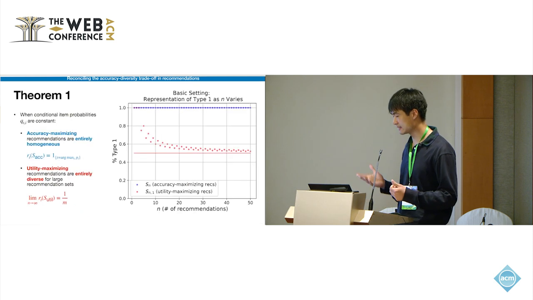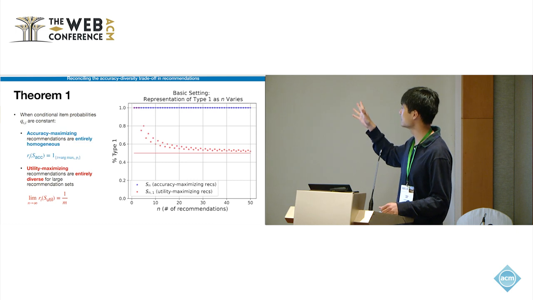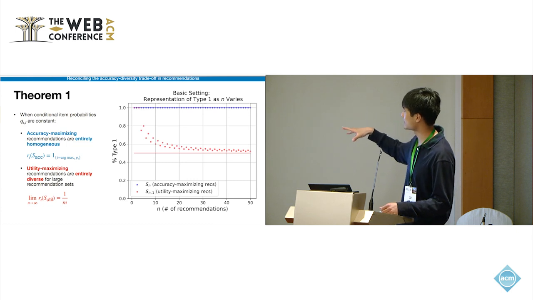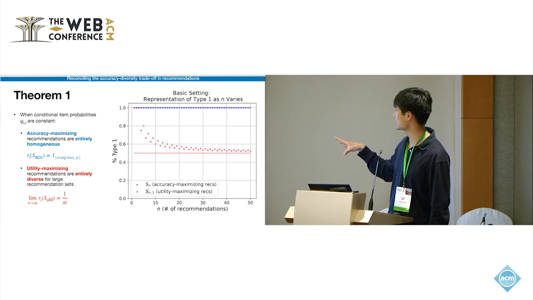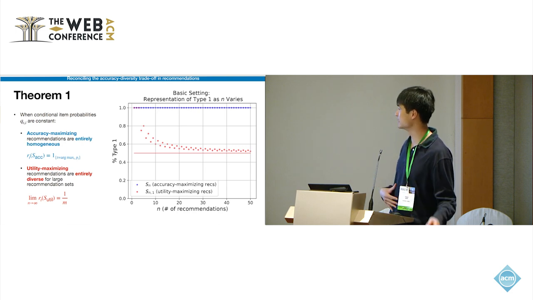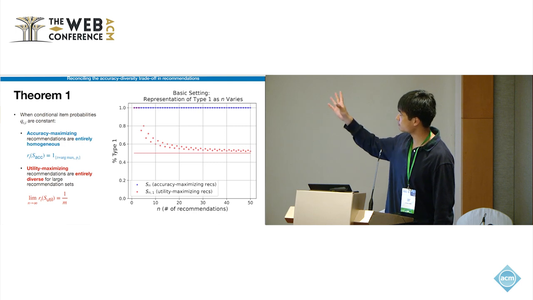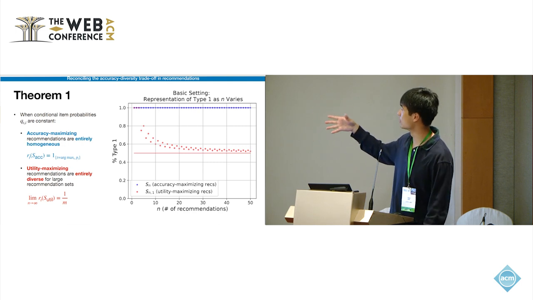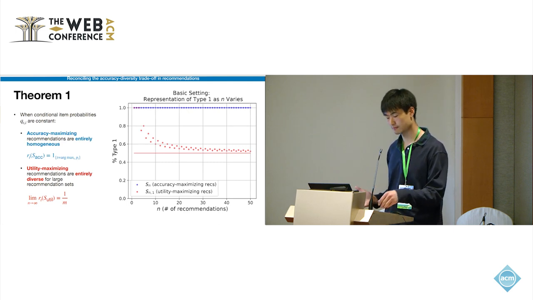So this is basically our first theorem. When the conditional item probabilities are constant, the accuracy maximizing recommendations are entirely homogeneous, whereas the utility maximizing recommendations are entirely diverse for large recommendation sets. Here we can see that for small n, you still want to recommend some more action movies. But as n grows larger, you'll see that it quickly converges to relatively equal proportions.